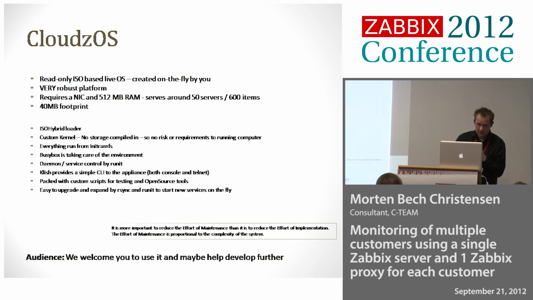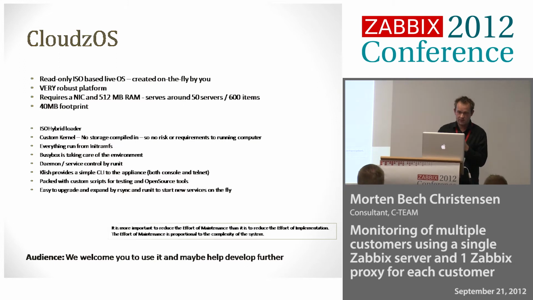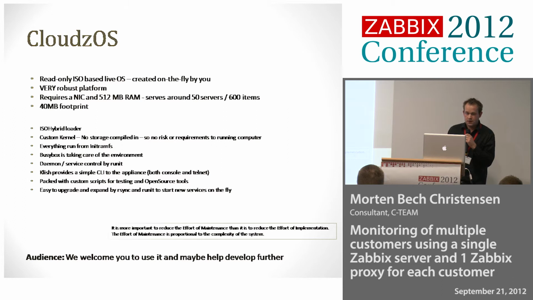All that is included in the ZPA right from the start. The Cloud C OS is a read-only ISO-based live OS and is created on the fly by you. It is a very robust platform. It has been running now for 1.5 years at around 30 customers. No breakdowns. All it requires is a network interface card and 512 megabyte memory. That will serve around 50 servers and 600 items. The whole operating system is 40 megabyte.